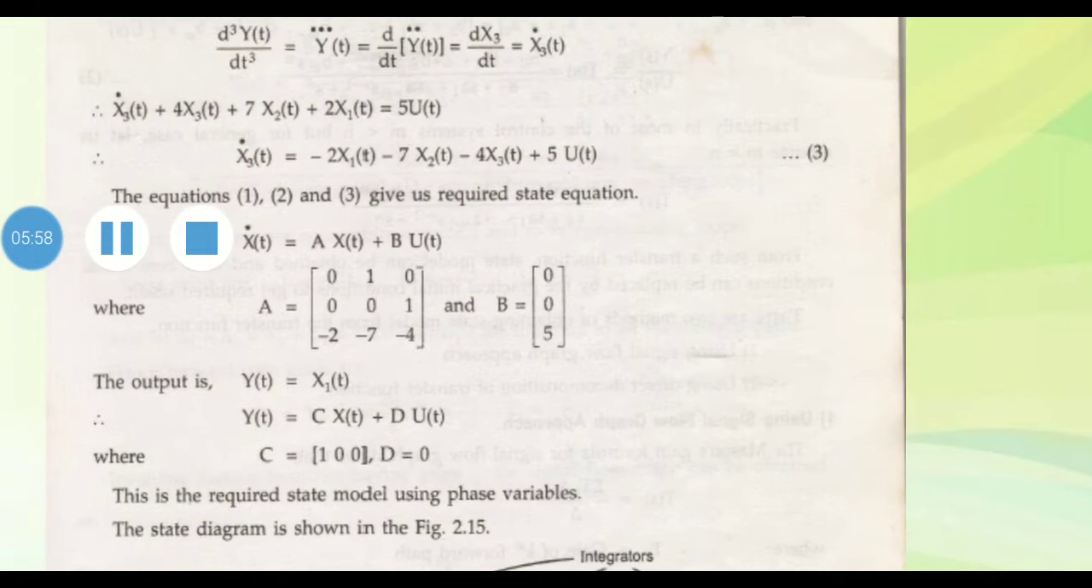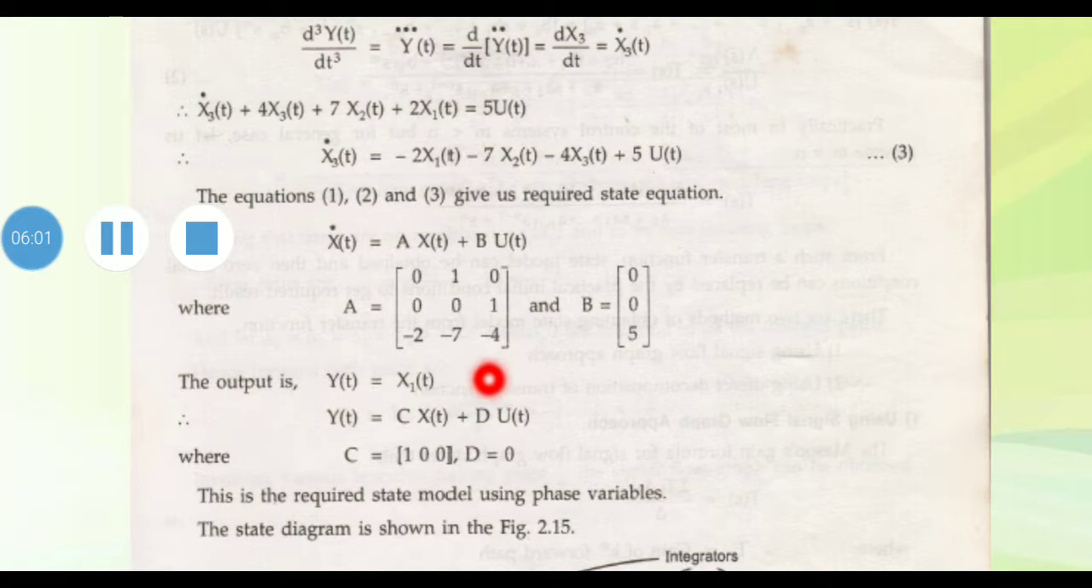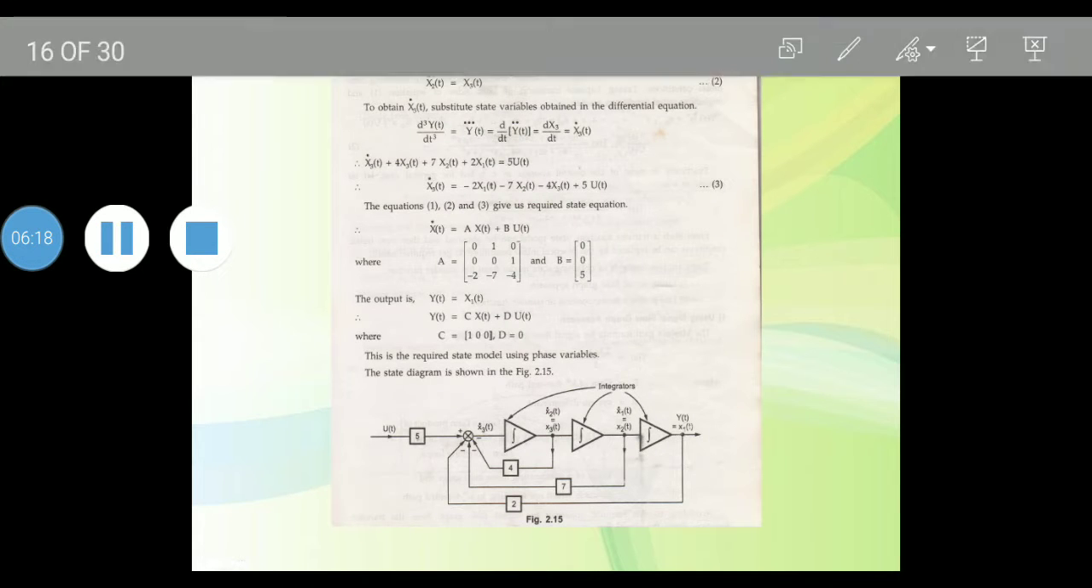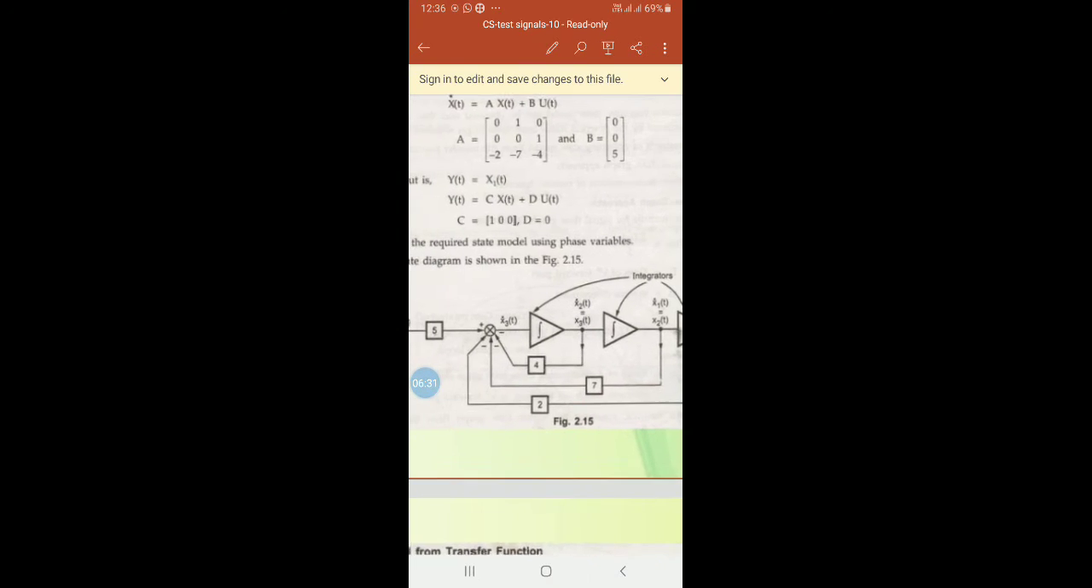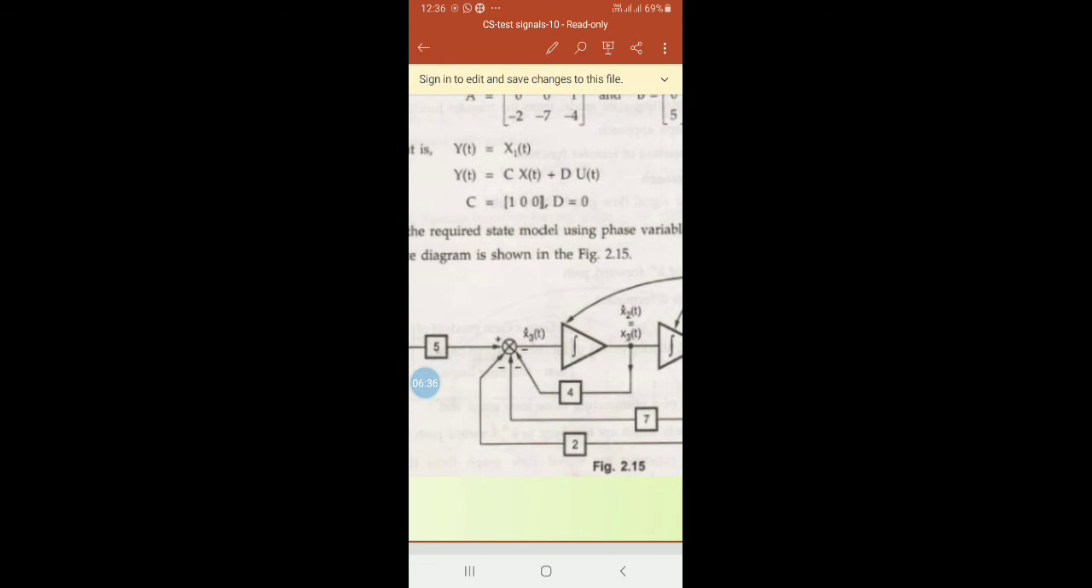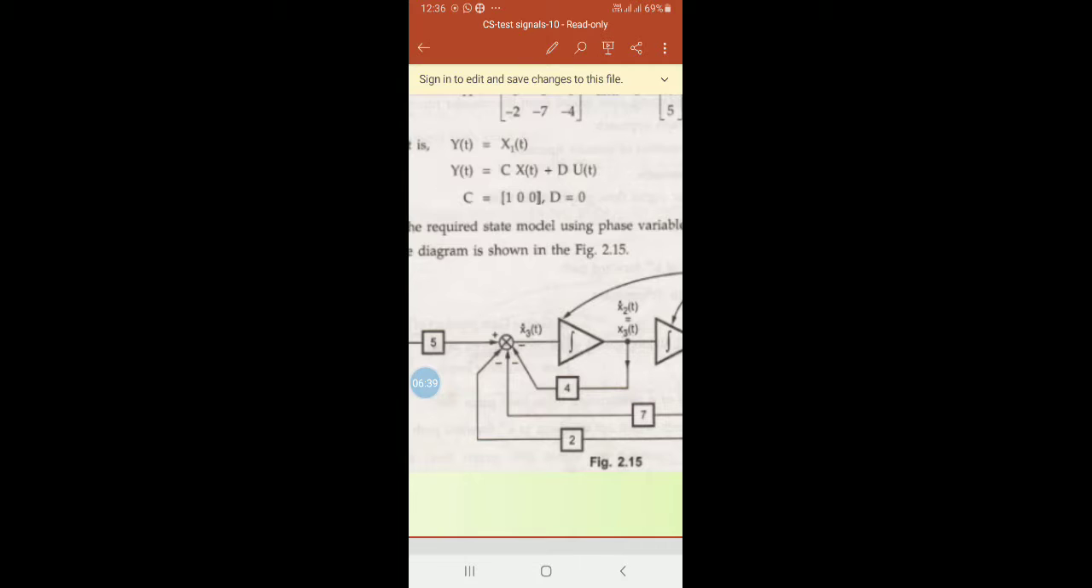The output y(t) is equal to x1(t). So y(t) = C x(t) + D u(t), where C = [1, 0, 0] and D is 0. So when we see this equation, y(t) = C x(t) + D u(t), y(t) is with only x1(t), due to that x1 is here.